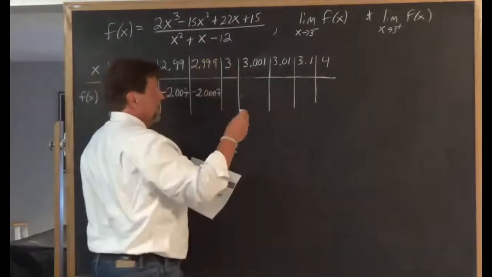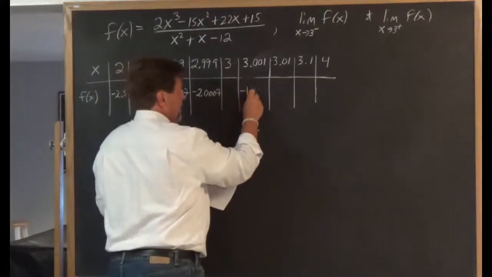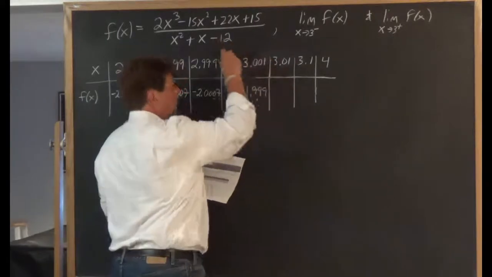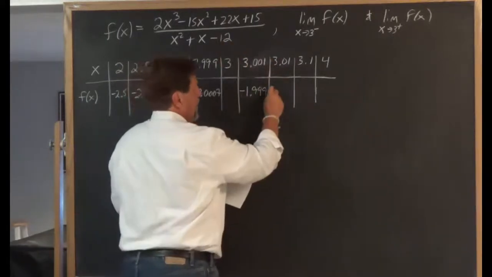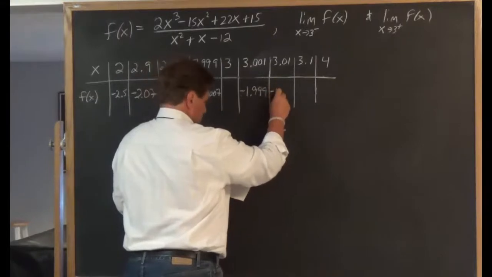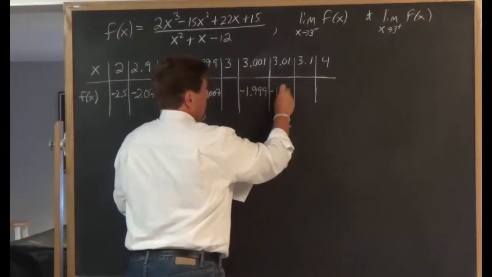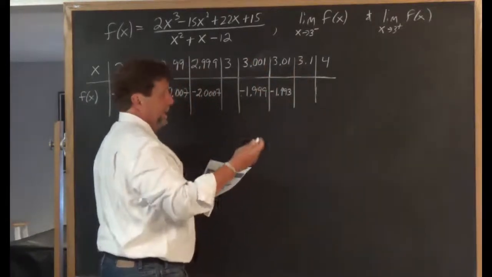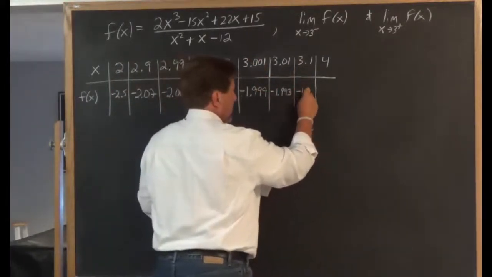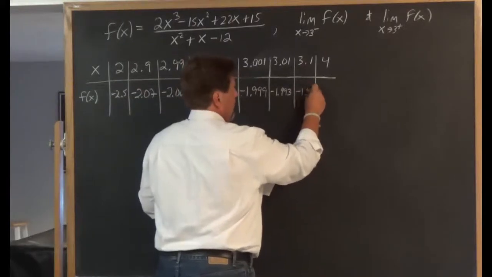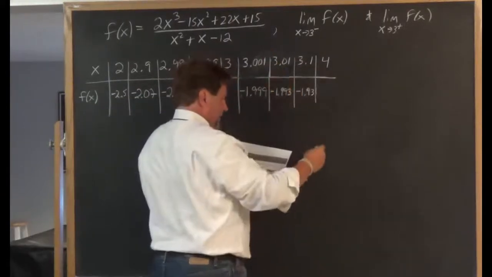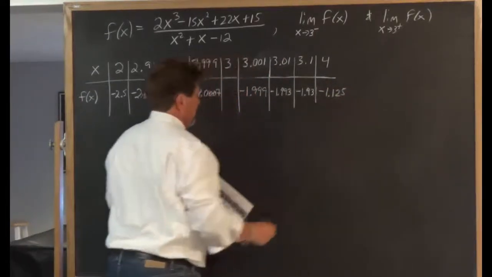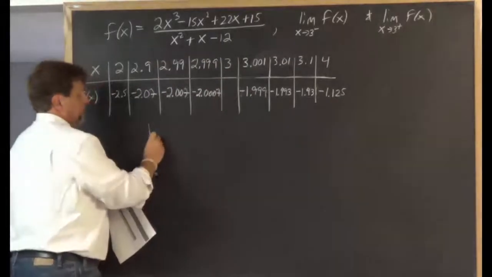3.001 in for x, again rounded, I had a negative 1.999. When 3.01 is in for x, again rounded, I had a negative 1.993. When 3.1 went in for x, again rounded, I had a negative 1.93. And when 4 went in for x, well, it was negative 1.125. So let's take a look here.